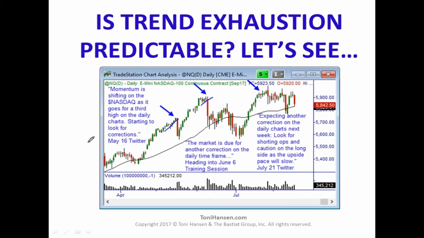So here, these are the quotes of exactly what I wrote at the time. Market shift, momentum is shifting. We're going to talk about what momentum means and the role that momentum plays in predicting highs and lows. Expect another correction on the daily charts. You'll look for momentum or pace to slow on the upside. That's another way that the market can correct.